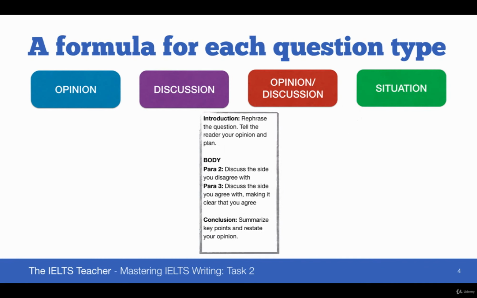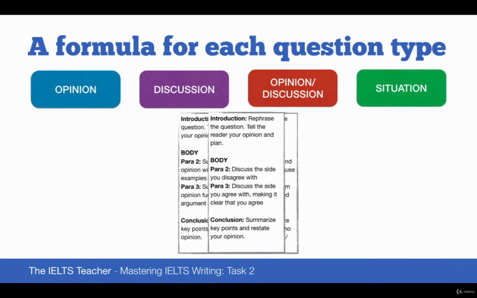In the final structure, we want to rephrase the question, tell the reader your opinion and plan, but in the first body paragraph, discuss the side you disagree with. Then, in the second body paragraph, discuss the side that you agree with, making it clear that you agree. And in the conclusion, summarize the key points and restate your opinion. Which question type does that structure match? Hopefully, you've thought of an answer for each structure, and now we'll see if you've got that right.